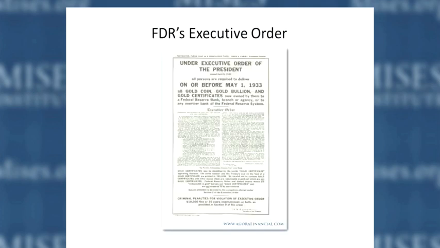Here is the executive order, which reads, on or before May 1st, all gold coin, gold bullion, and gold certificates now owned by them to a Federal Reserve Bank branch or agency or to any member bank of the Federal Reserve System. So it says all persons are required to deliver, on or before May 1st. So it was against the law to own gold any longer after May 1st.